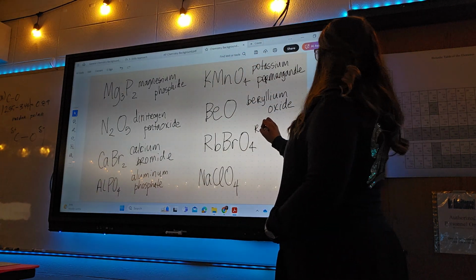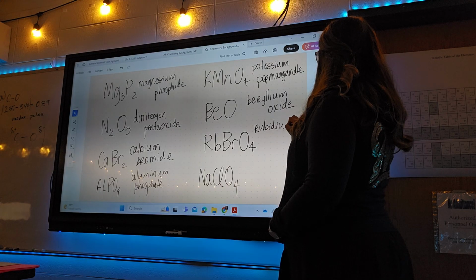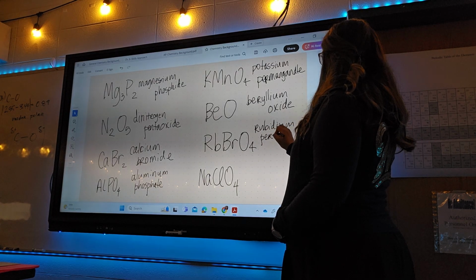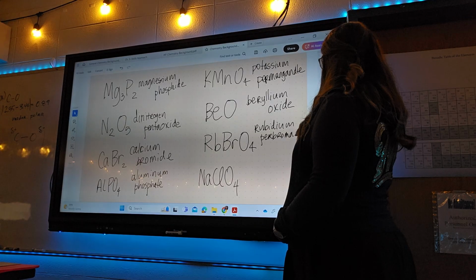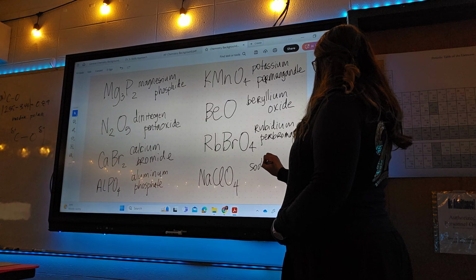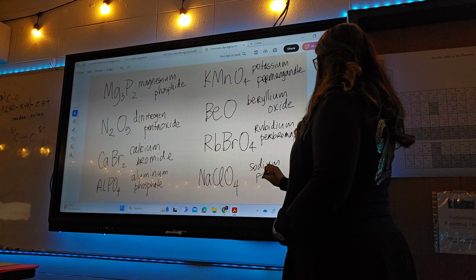RbBrO4 is called rubidium perbromate. And this is sodium perchlorate.